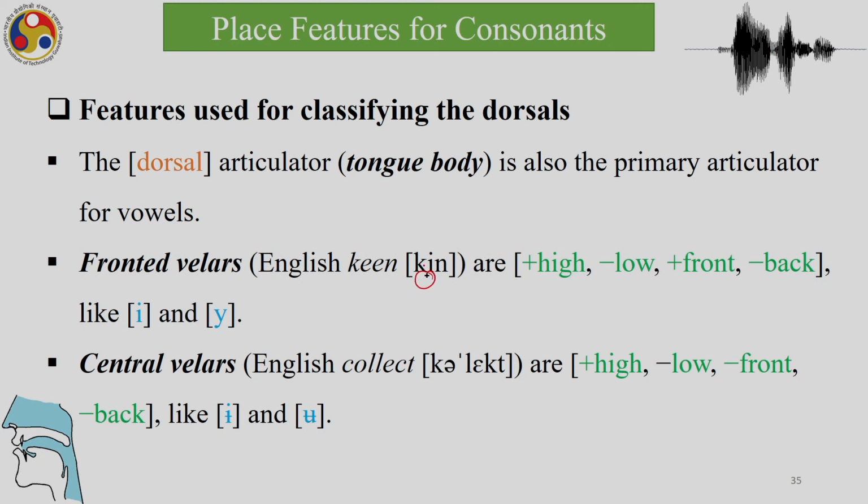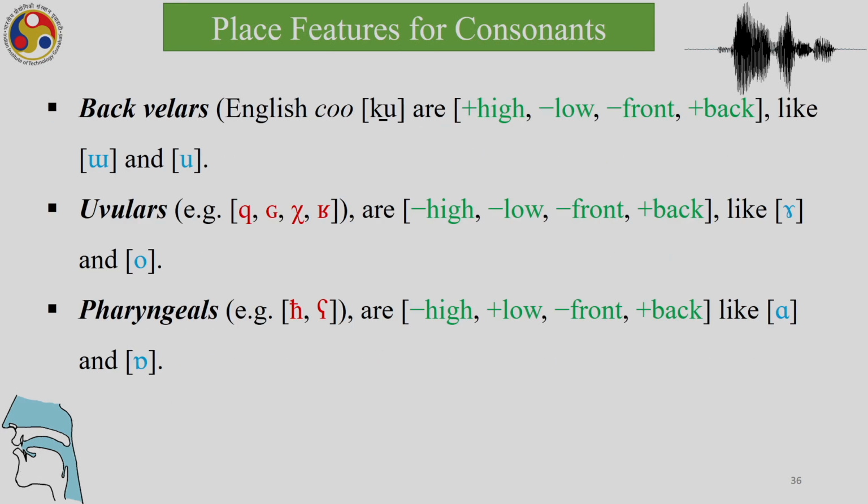So this subscript is used here to show that this is a fronted velar, as in "kin"; it's fronted because of the front vowel. And then central velars, like English "collect", because of the following central vowel. And back velars, as in "coo", are produced a bit further back. And uvulars, which are not there in English at all, have their special symbols. And then we have the pharyngeals, which we studied when we looked at linguistic diversity. These are the two symbols for the pharyngeals.